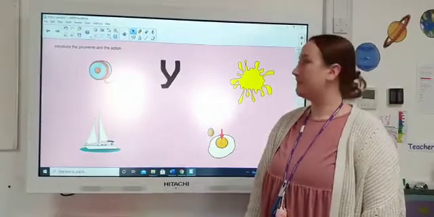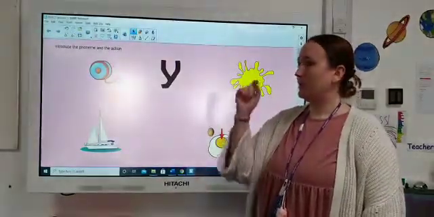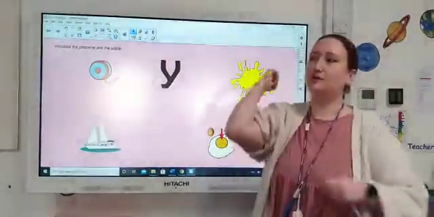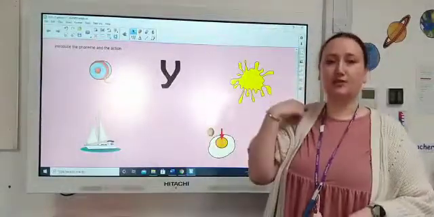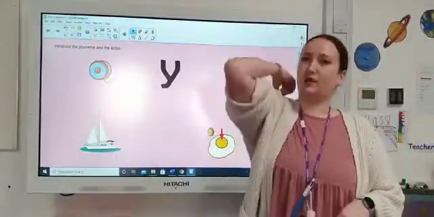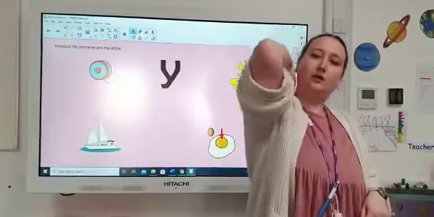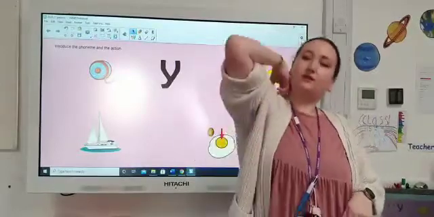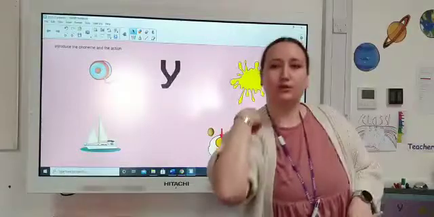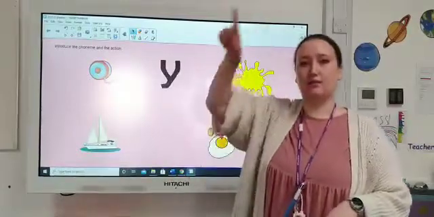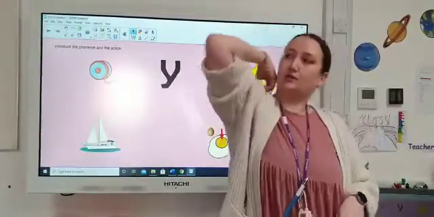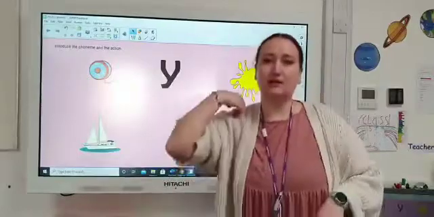So, done it with our finger. Let's practice with our elbows now. Get really good at making these movements to do the grapheme, okay? So, going to loop it up, down, and tail. And it feels a bit like when we do g, and it hasn't got that going round first. It goes up, down, and tail, okay?